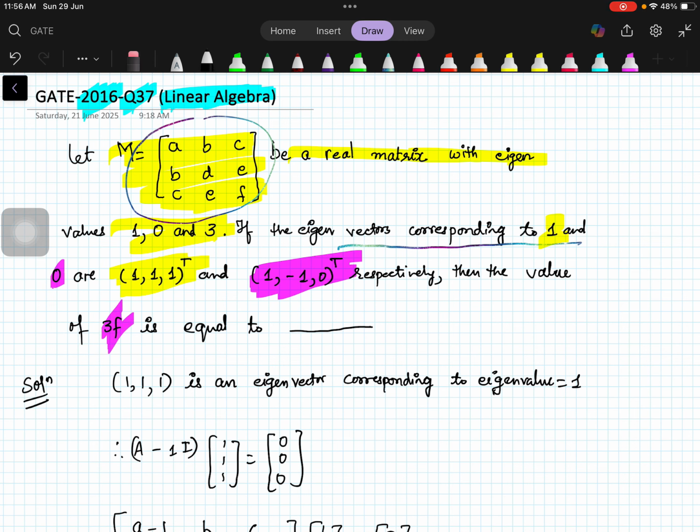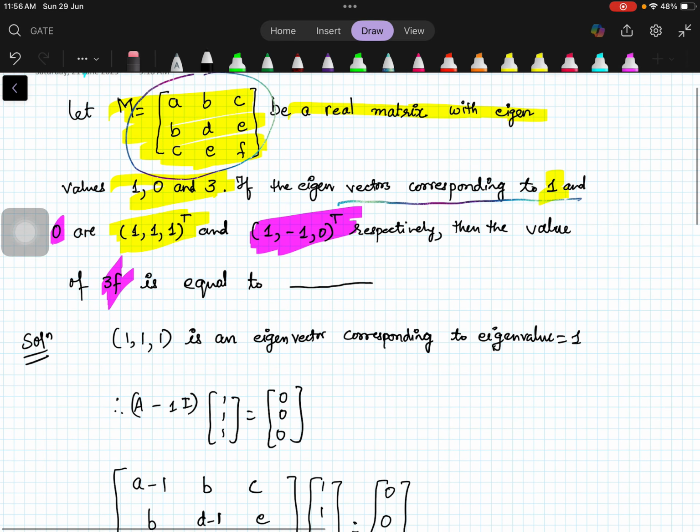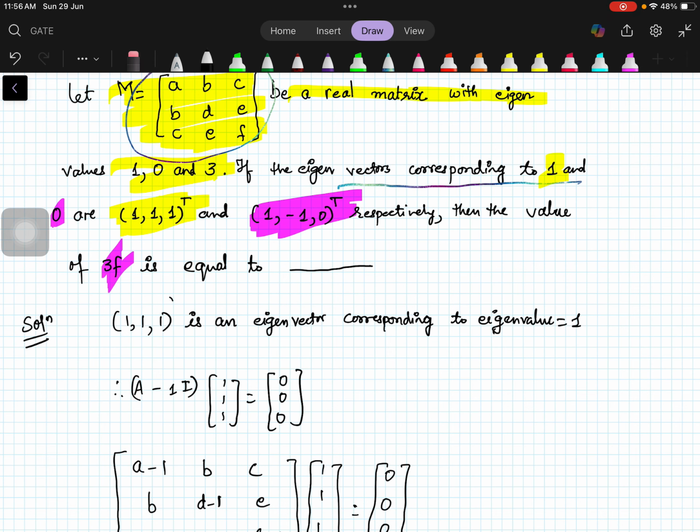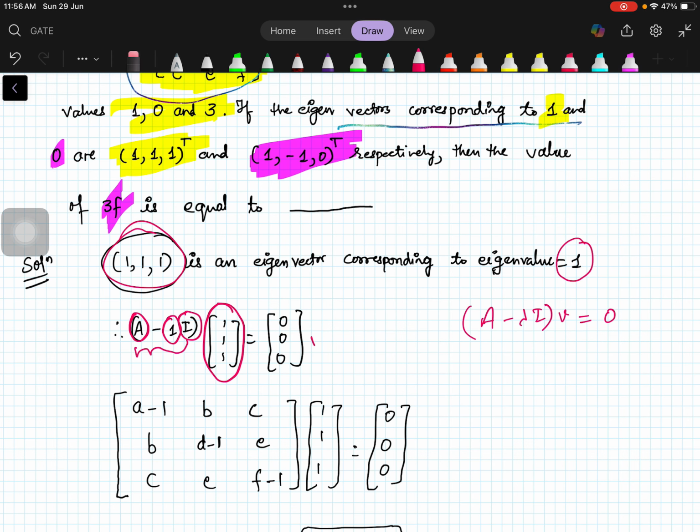This is a simple problem. Let us start with the basic definition of eigenvalues and eigenvectors. Since it is given that (1, 1, 1) is an eigenvector corresponding to the eigenvalue 1, by definition (A minus lambda I) times the eigenvector should be equal to 0. Here A is the matrix, 1 is our eigenvalue, I is the identity matrix, and this (1, 1, 1) is the eigenvector, and the result should be 0.